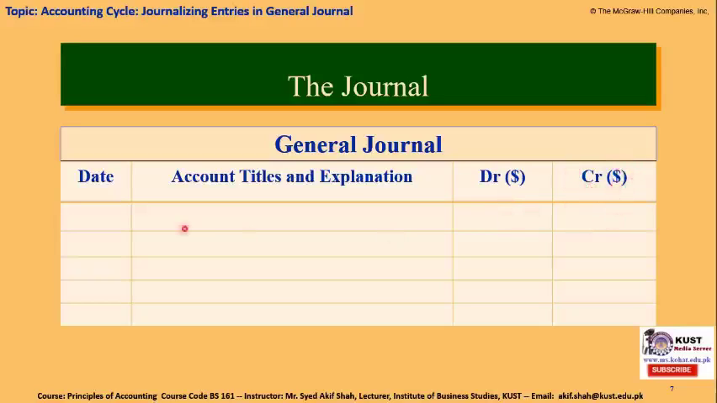So dear student, we have to mention date first, then the account title which is going to have a debit entry, because the debit column is first, then the credit one. Therefore, the rule is to record the debit entry first and then the credit entry. We'll see a couple of economic transactions and how to journalize them shortly.